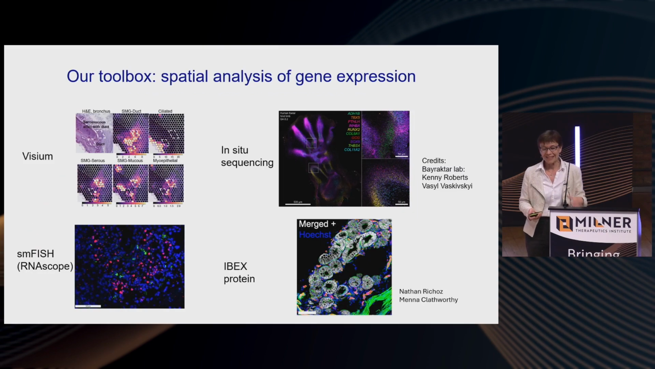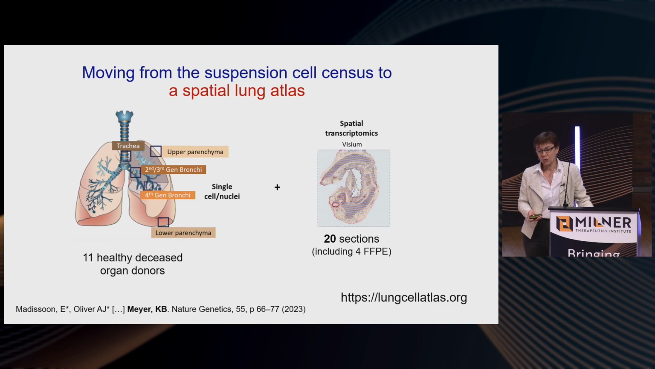And of course, that's why the second tool for the Human Cell Atlas is really the analysis of spatial gene expression. And for that, we've used a number of different tools, things like Visium, single molecule FISH, IBEX protein staining, and also in situ sequencing, although I won't be talking about that today. So the study I'll be presenting today really wants to use these tools in order to move from a suspension atlas to a spatial atlas of the lung.